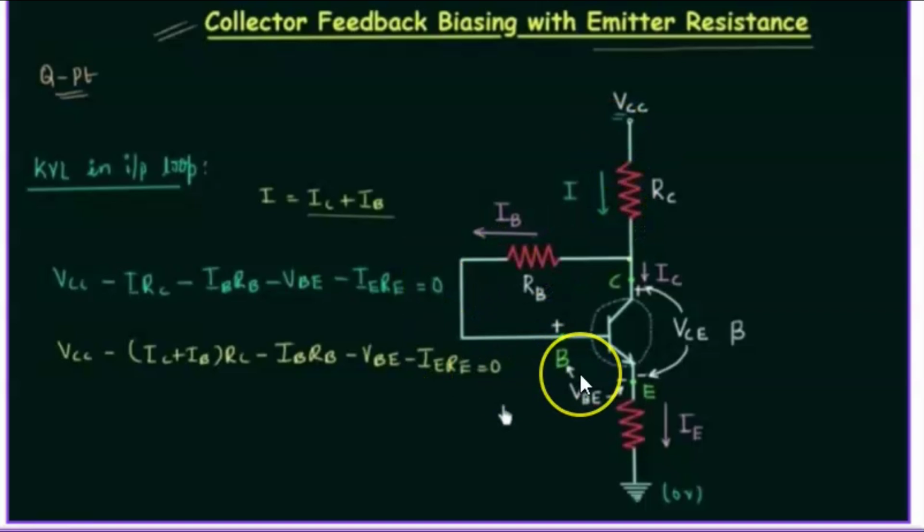are going to apply KVL in the input part of the circuit. So the equation is going to be equal to VCC minus I times RC minus IBRB minus VB minus IERE is equal to 0. Now here we know that I is equal to IC plus IB, so we can replace the value of I here.